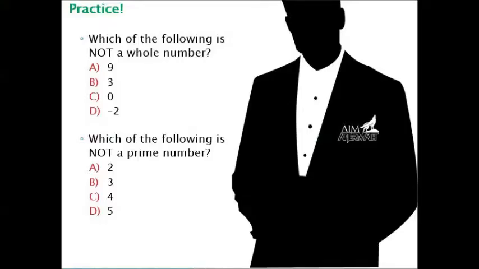Time to practice. Number 1. Which of the following is not a whole number? A, 9, B, 3, C, 0, D, negative 2. Number 2. Which of the following is not a prime number? A, 2, B, 3, C, 4, or D, 5.